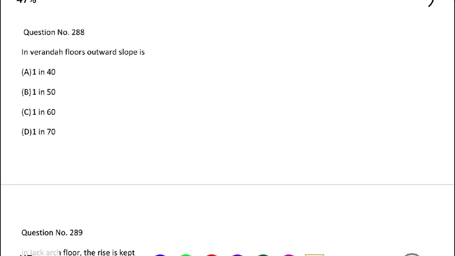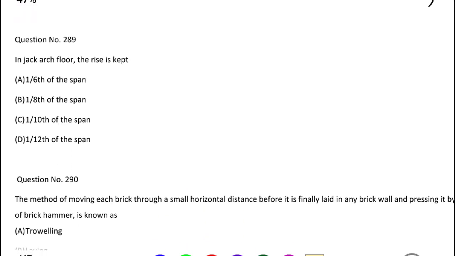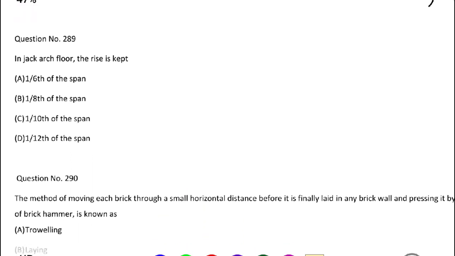Next question, in veranda floors, outward slope is option A 1:40, option B 1:50, option C 1:60, option D 1:70. The correct answer is option C 1:60. Next question, in jack arch floor, the rise is kept option A 1/6 of the span, option B 1/8 of the span, option C 1/10 of the span, option D 1/12 of the span. So the correct answer is option D 1/12 of the span.